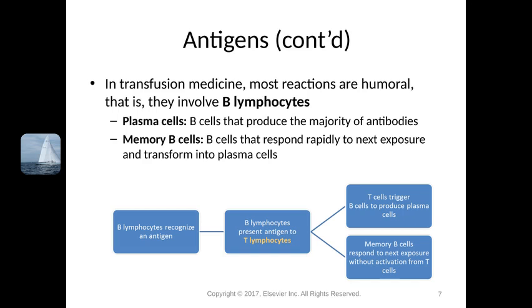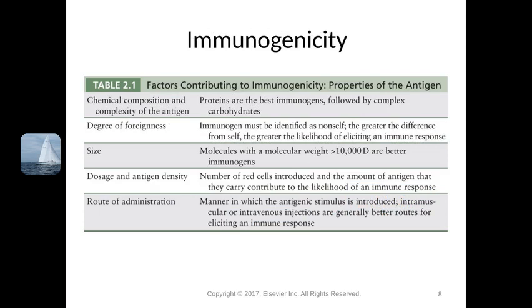So we remember it. When we look at properties of the antigen, we look at immunogenicity and things that can contribute to that. The first thing is that proteins are the best way to do it, okay? They're larger and more complex, so we can see them a little better. Our antibody response can be better because we can respond to more. And complex carbohydrates can be just as good an immunogen. The immunogen is basically how we elicit an immune response.